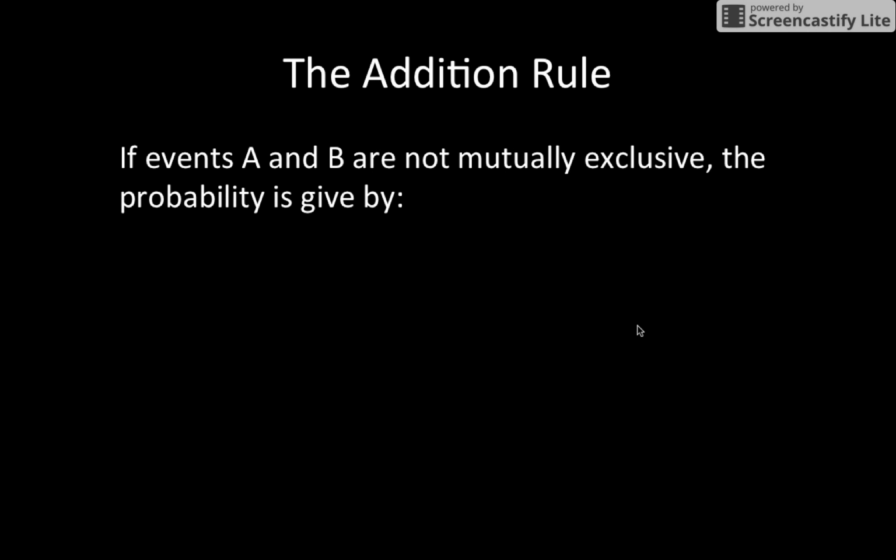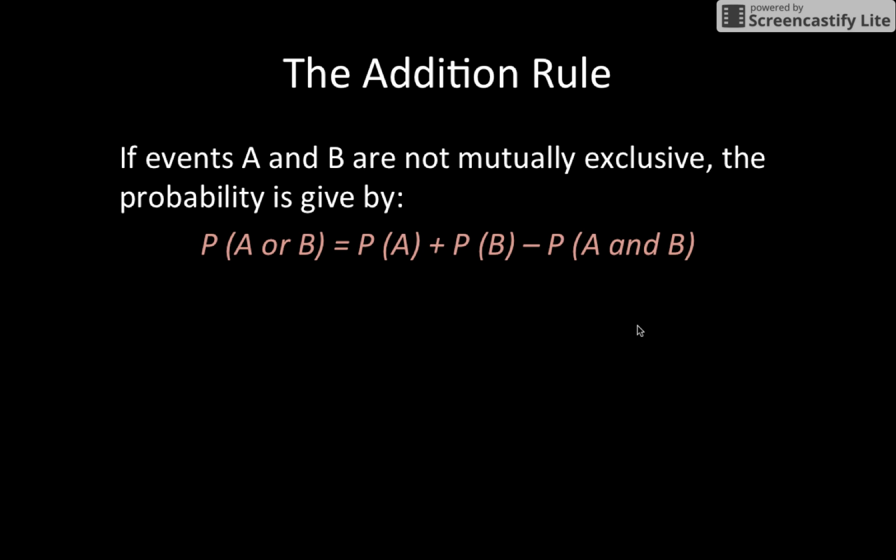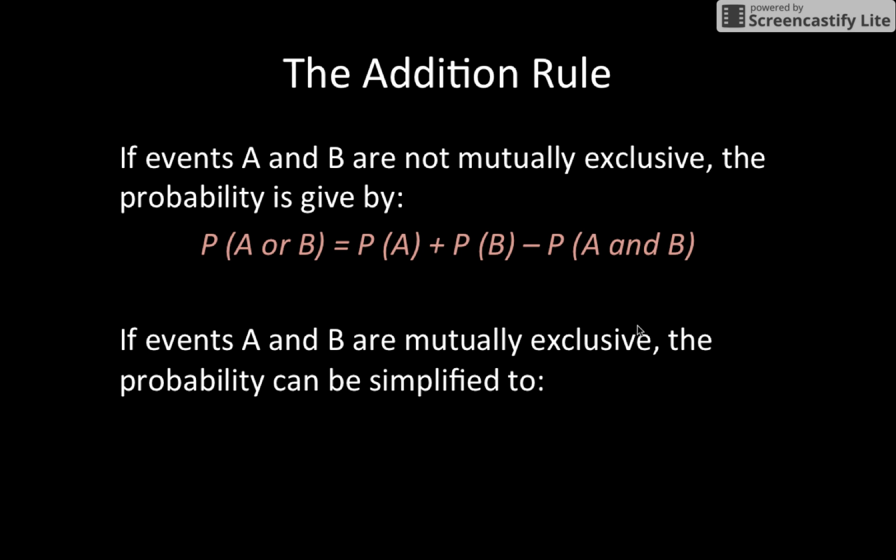For the addition rule, if events A and B are not mutually exclusive, the probability is given by this formula. The probability of A or B equals the probability of A plus the probability of B minus the probability of A and B. If the events A and B are mutually exclusive, the probability can be simplified to the probability of A or B equals the probability of A plus the probability of B.